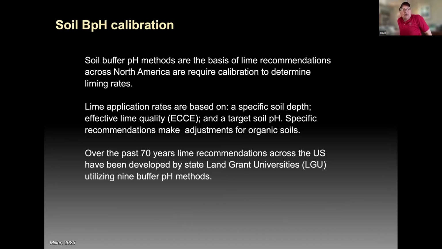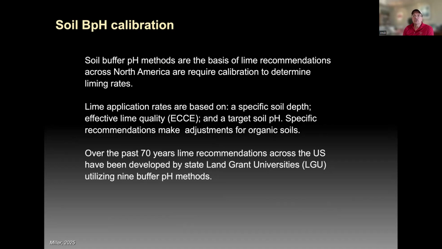Soil pH calibration. All buffer methods for lime require a calibration to determine liming rates. We can talk about a buffer pH of 6.7 or 6.2, but until we know a calibration of how that is interpreted, we can't make a recommendation. So lime rates are based on a specific soil depth, typically a 6 to 7 inch depth. It's based on an effective lime quality. Not all lime is created equal. Generally speaking, we use an 80% to 90% level on the exchangeable acidity or calcium carbonate equivalents. That's what ECCE stands for.